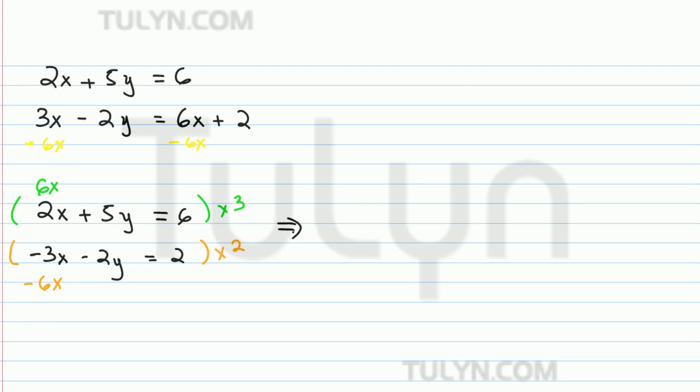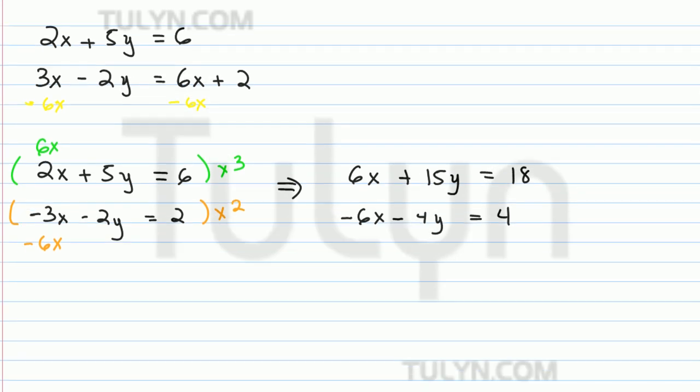So doing this operation, the top equation changes to 6x plus 15y is equal to 18, and the bottom is minus 6x minus 4y is equal to 4. Now remember, because we multiplied both sides of the equation by the same thing, we haven't changed the equation at all. So this is perfectly legal to do.